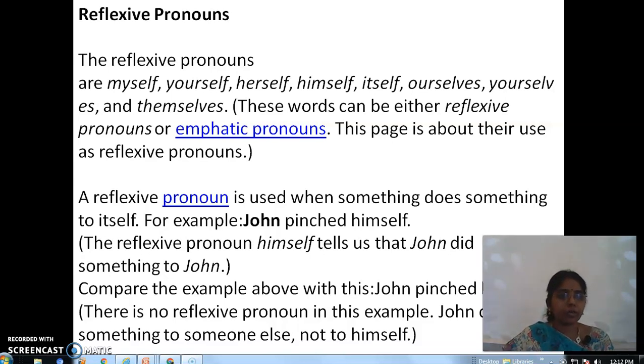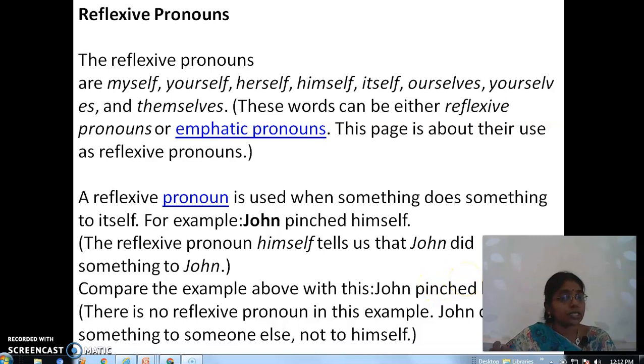For example, you pinched yourself, you hit yourself, you are doing it by yourself. All these are done by you to yourself, to the subject. Right? So, here an example is given: John pinched himself. The reflexive pronoun himself tells us that John did something to John himself. Right? Compare the example above with this.